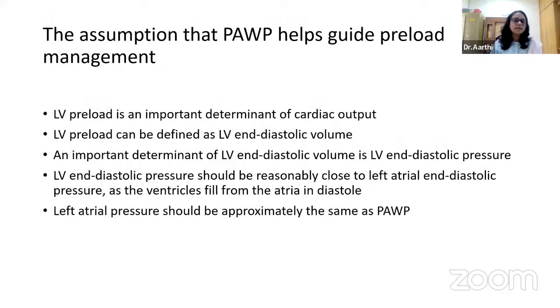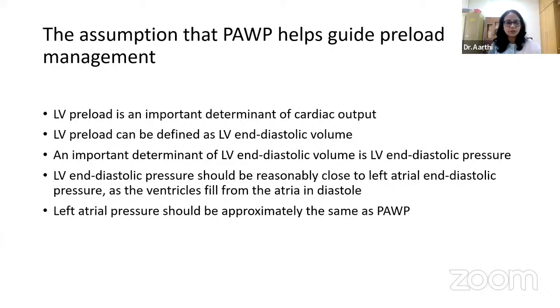So why does the pulmonary capillary wedge pressure help to guide the preload? How does the wedge pressure reflect the preload of the left ventricle? So left ventricular preload is an important determinant of cardiac output. So LV preload can be defined as the left ventricular end diastolic volume, and an important determinant of left ventricular end diastolic volume is the left ventricular end diastolic pressure.